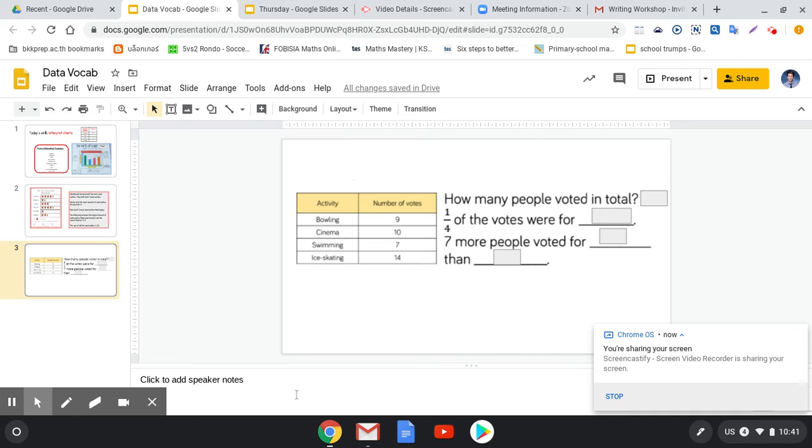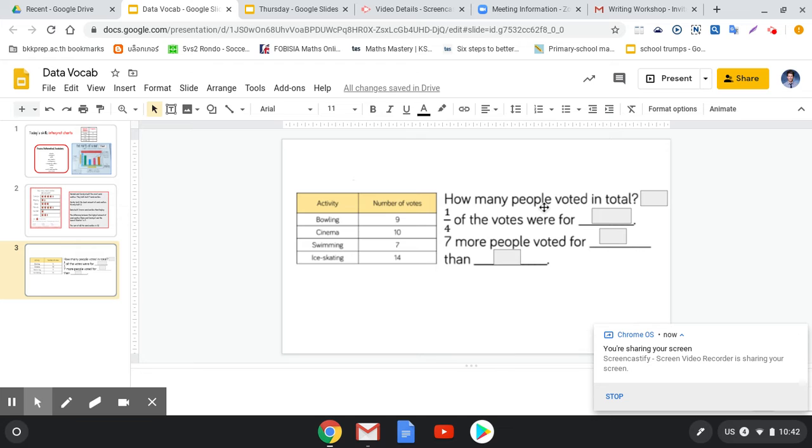Now, the first thing I notice is, what is this frequency table about? There's no title. So that's one way you can make it better. We should always have a title for these tables. But I can see you've got a number of votes and we've got activities. So I'm guessing it's the favorite activities of maybe a year 4 class. But a title would help us here. Let's have a look at these questions.